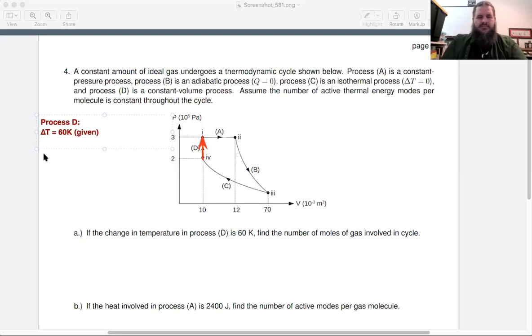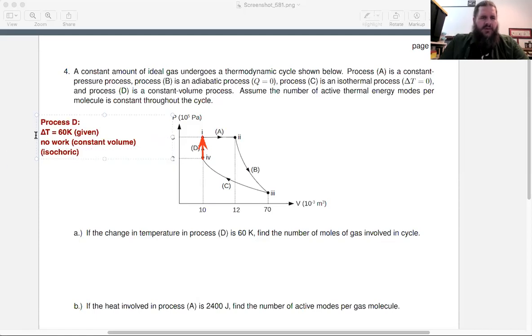There's no work done. Yeah, no work, because how do we know that? Since it's a vertical line, there's no area under the curve. And also, what does that mean physically? What's not changing if it's just going straight up and down? Yeah, this is constant volume. This is a constant volume or isochoric process.